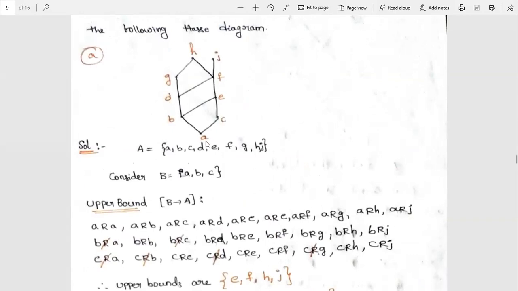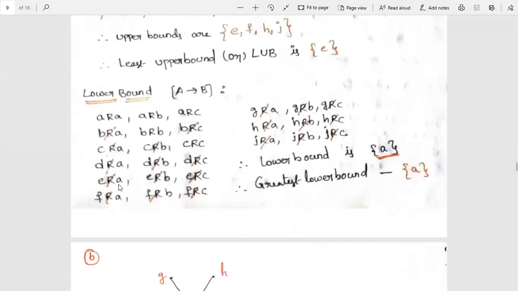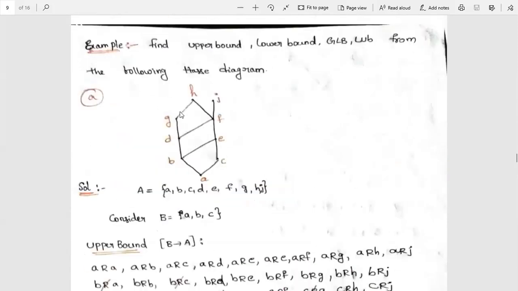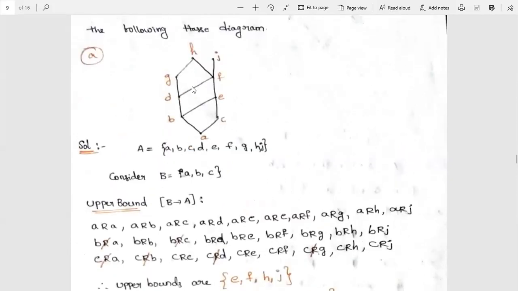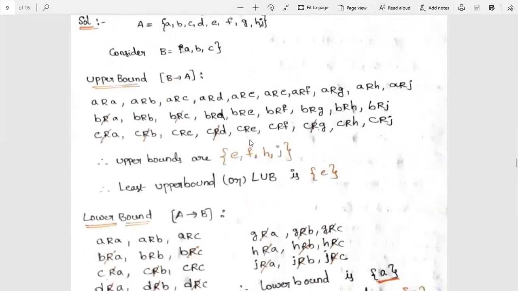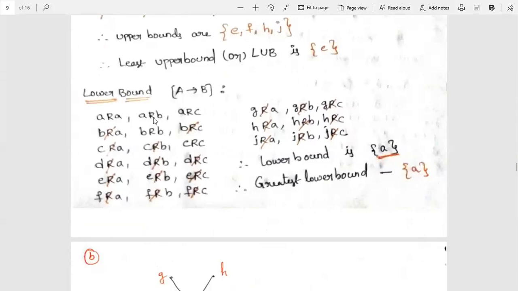we do not go downwards. Okay. So here also E is not related to A, B, or C. F is also not related to A, B, or C. G is not related to A, B, or C, because these are downwards. H is not related to A, B, or C. J is also not related to B, A, or C. So this is the comparison for all the elements of A to B.